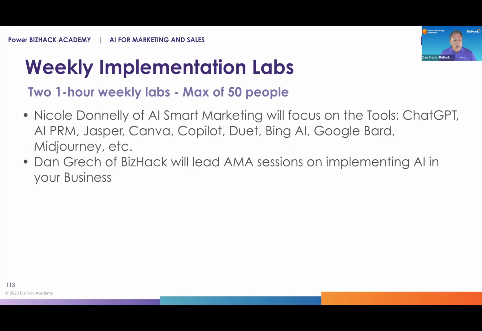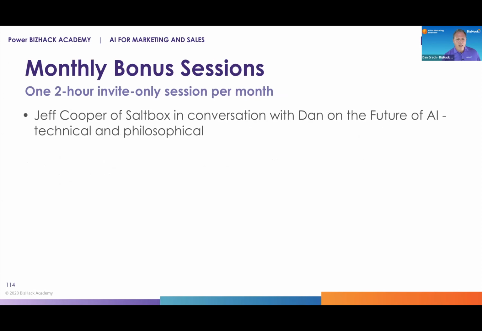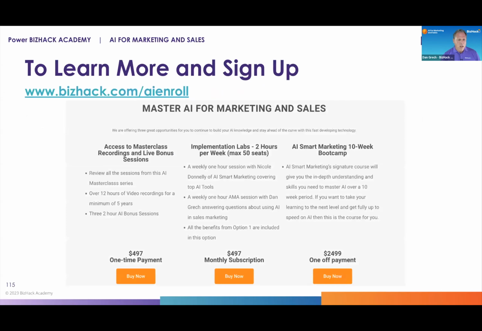Now, for these weekly implementation labs, Nicole is going to really focus on the tools. We're going to do sessions on ChatGPT, AI PRM, Jasper, Canva, Copilot, Duet, Bing AI, Google Bard, Midjourney, and analytics tools. It's going to be a very tools-based approach. My weekly sessions are going to be more of an AMA, where you write questions ahead of time or submit them live during the session, and we're going to answer them and try to get you specific guidance for how to implement this in your business, and also some inspiration from other business owners. Then Jeff and I are going to talk about some of the headier implications of all this, how the technology works, and how you can apply some of this technology in your business.